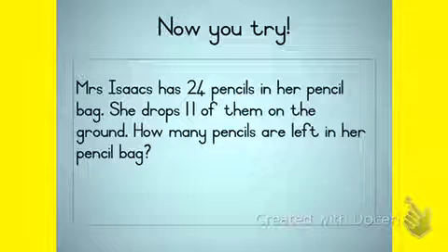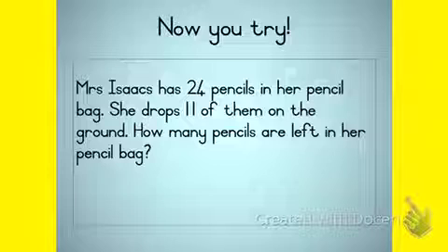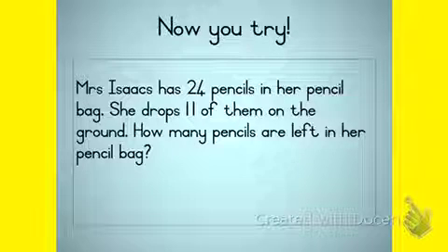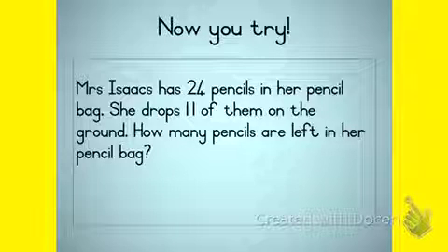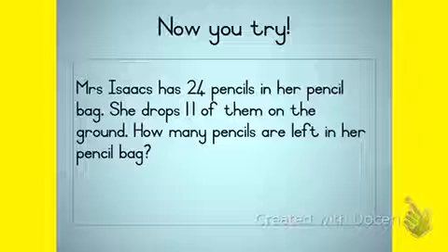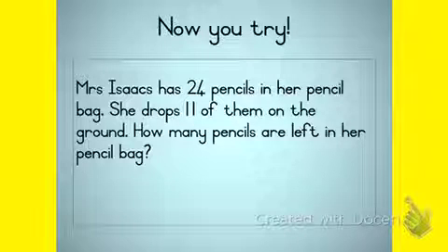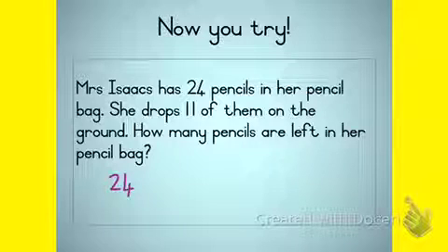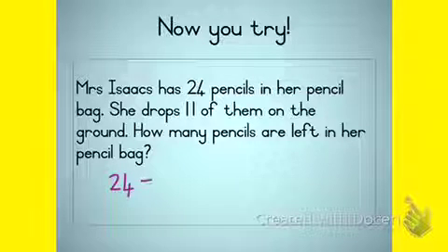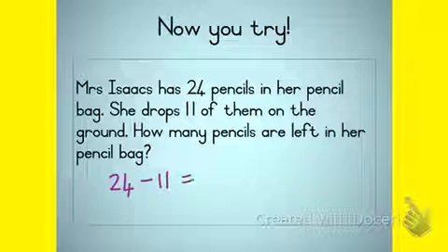Okay, so now I trust that you've read it 3 times, you've applied the cub method, and you have your answer. Let's see. Mrs. Isaacs has 24 pencils in her pencil bag. She drops 11 of them on the ground. How many pencils are left in her pencil bag? Okay, so our important numbers, 24, and she drops them, so they go away. So we can't plus, we have to minus the 11.